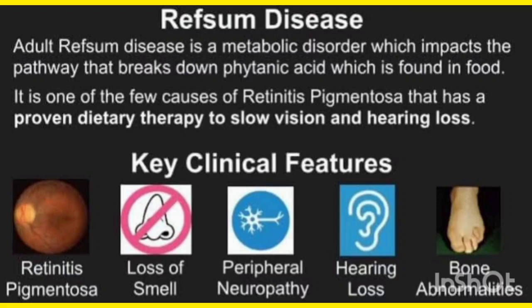What are the clinical findings? Number 1 is retinitis pigmentosa. Number 2, anosmia. I already told you, that is loss of smell. Number 3, peripheral neuropathy. Number 4, loss of hearing, that is deafness. Number 5 is bony abnormalities. Remember these things: retinitis pigmentosa, anosmia, peripheral neuropathy, loss of hearing, and bony abnormalities.